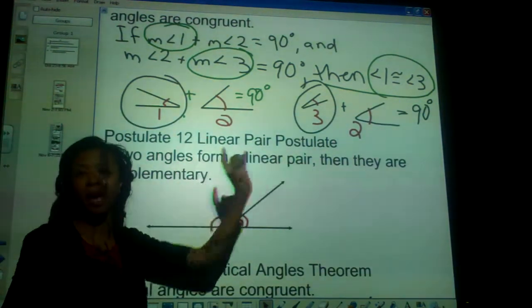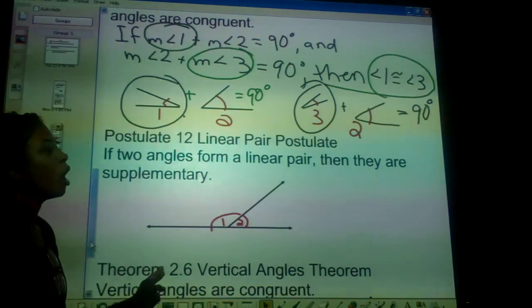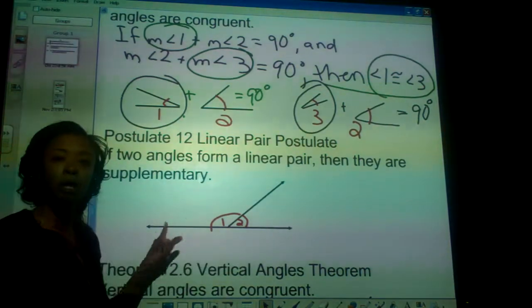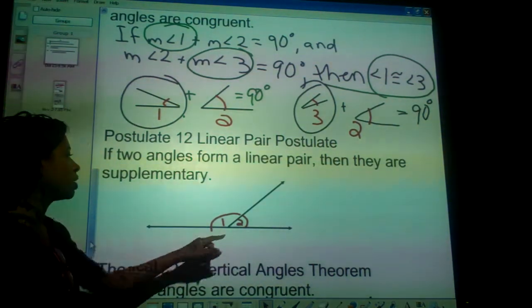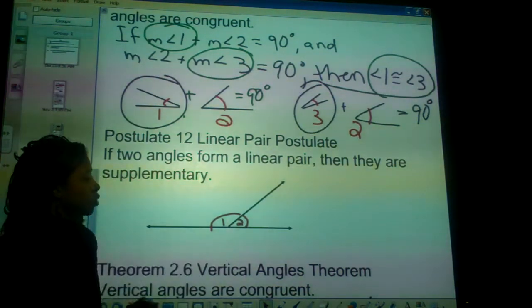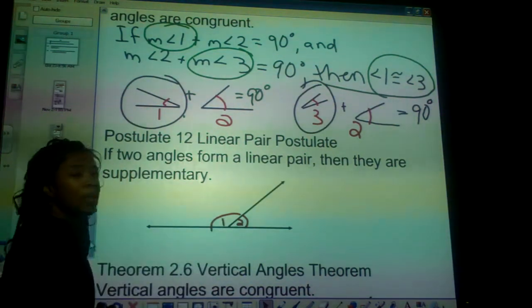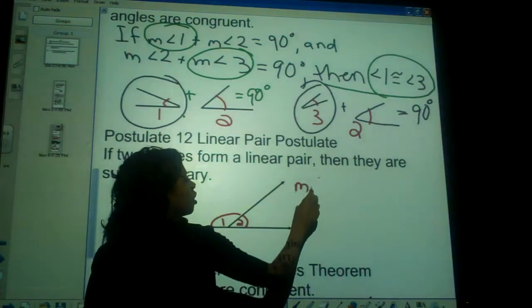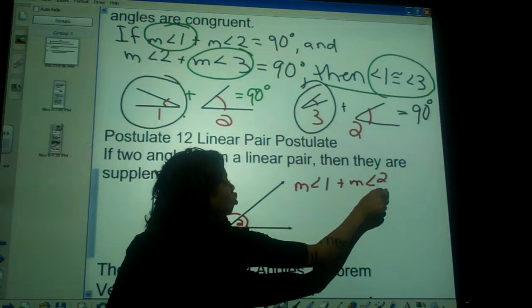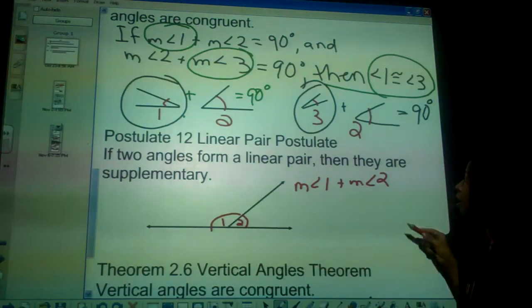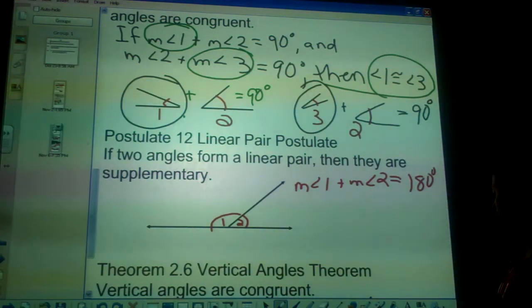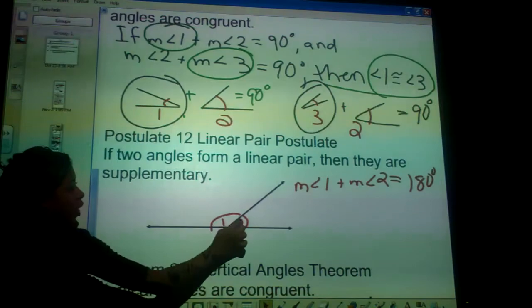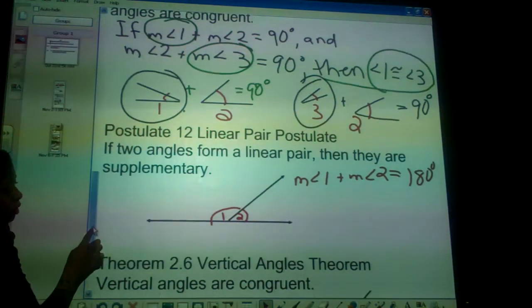We did linear pairs. Remember, we were looking at two angles that form a linear pair, or a straight line. They equal how much in degrees? 180 degrees. So that means that the measure of angle 1 plus the measure of angle 2, if it's a linear pair, will equal 180 degrees. So what does that look like? The measure of angle 1 plus the measure of angle 2, because they form a linear pair, must equal 180 degrees. Okay? Angle 1 plus angle 2 is equal to 180 degrees.